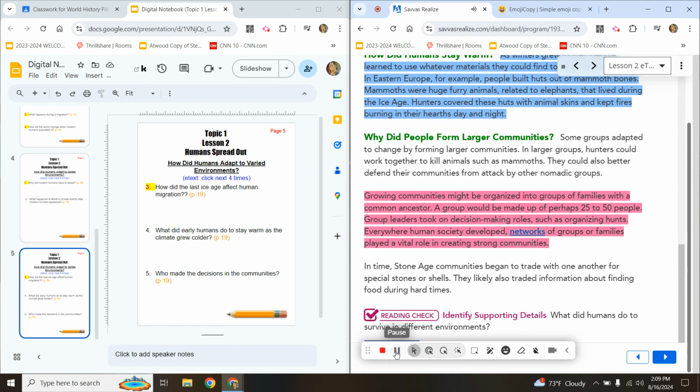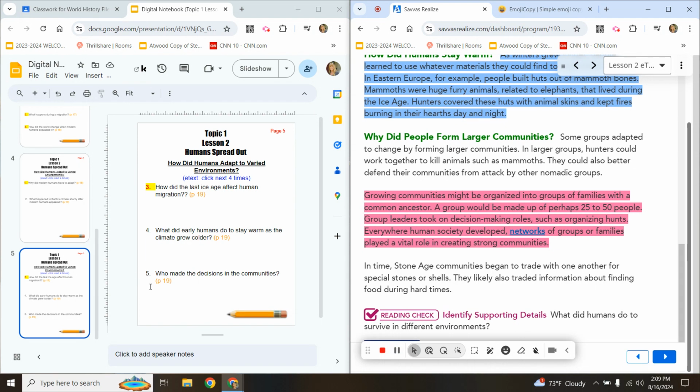Group leaders took on decision-making roles, such as organizing hunts. Everywhere human society developed, networks of groups or families played a vital role in creating strong communities. In time, Stone Age communities began to trade with one another for special stones or shells. They likely also traded information about finding food during hard times.